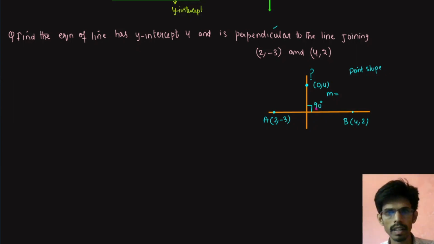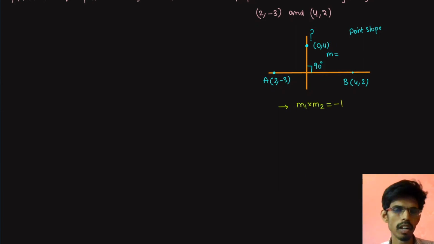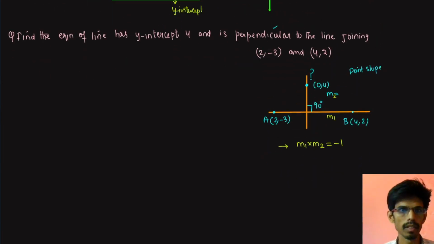Now it is given here the lines are perpendicular. Lines are perpendicular means we know this property, that the product of the slopes of two perpendicular lines will be -1. We may use this property here. First of all, I will get the slope of this line AB. Let us take the slope as m1. Now here I want m2. Let us solve this question in this way. First get the slope.